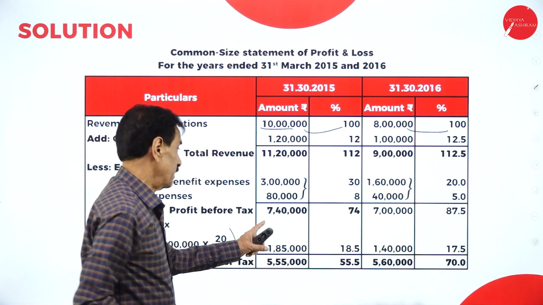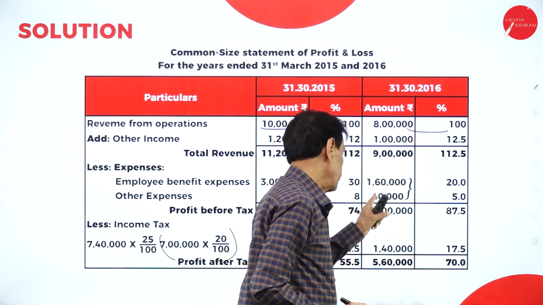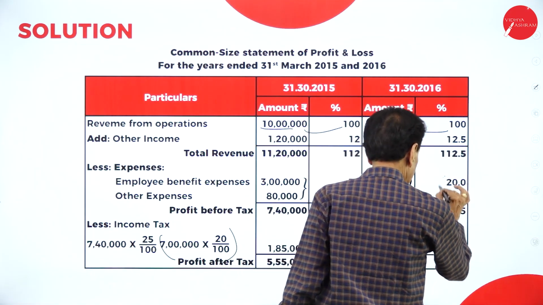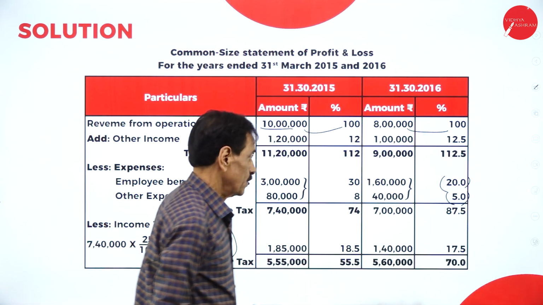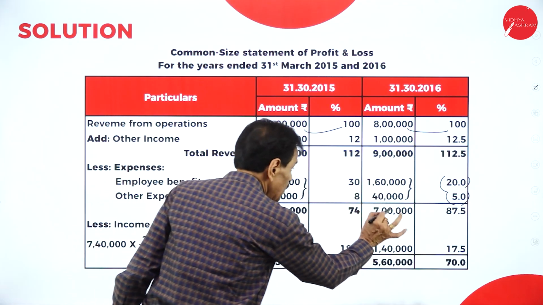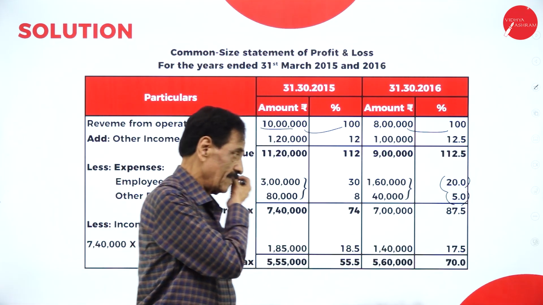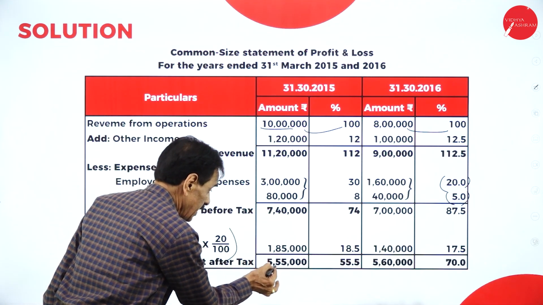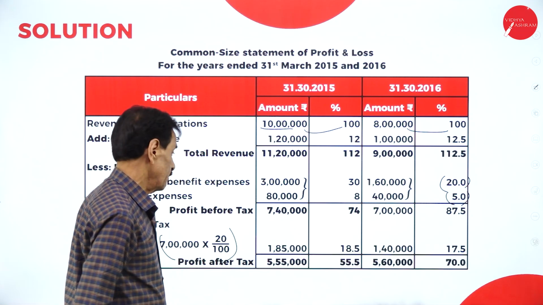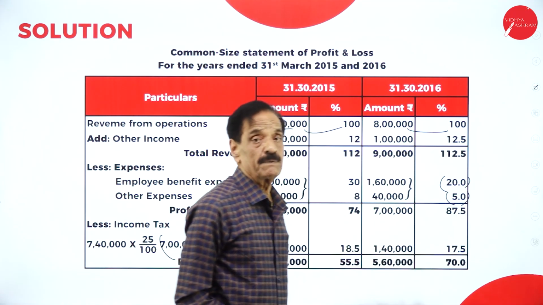If we deduct, it is profit before tax 7 lakh 40,000, 74. If we deduct 2 lakh from 9 lakh, it is 7 lakh. 112.5 minus this is minus 20, minus 5. So 87.5 less income tax on 7 lakh 40,000 at 25%, on 7 lakh at 20%. It works out to 1 lakh 85,000. It works out to 1 lakh 40,000. 7 lakh 40 minus 1 lakh 85 is 5 lakh 55,000. 7 lakh minus 1 lakh 40 is 5 lakh 60. It works out to 55.5. 5 lakh 60 divided by 8 lakh into 100 is 70% that works out.